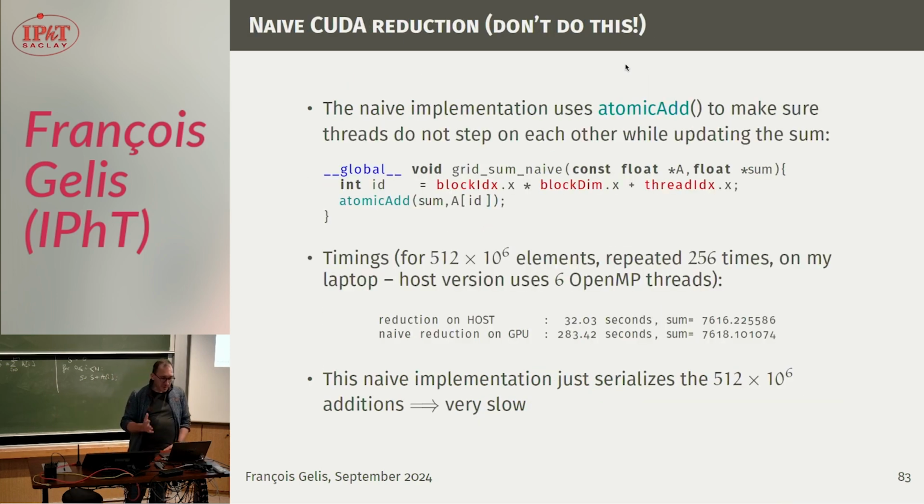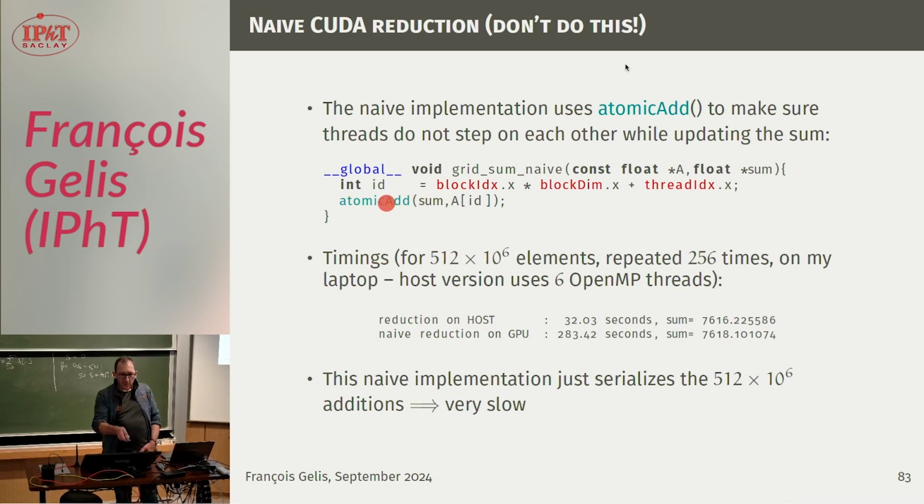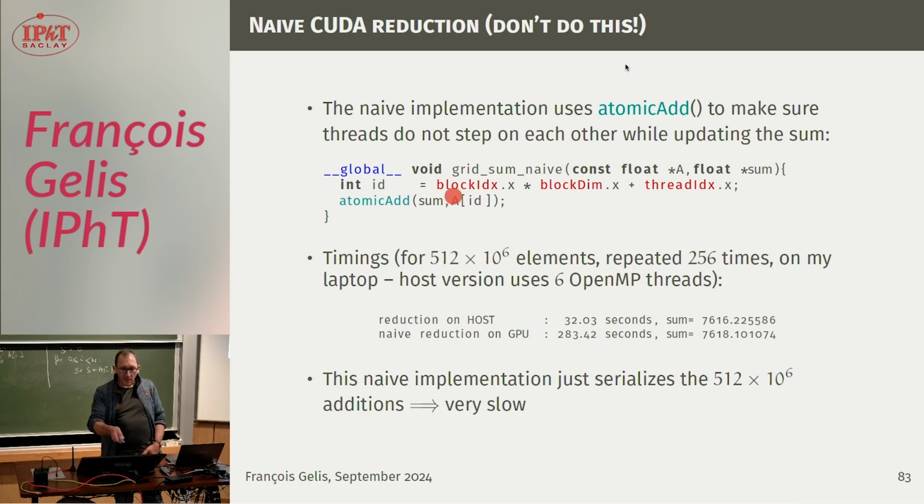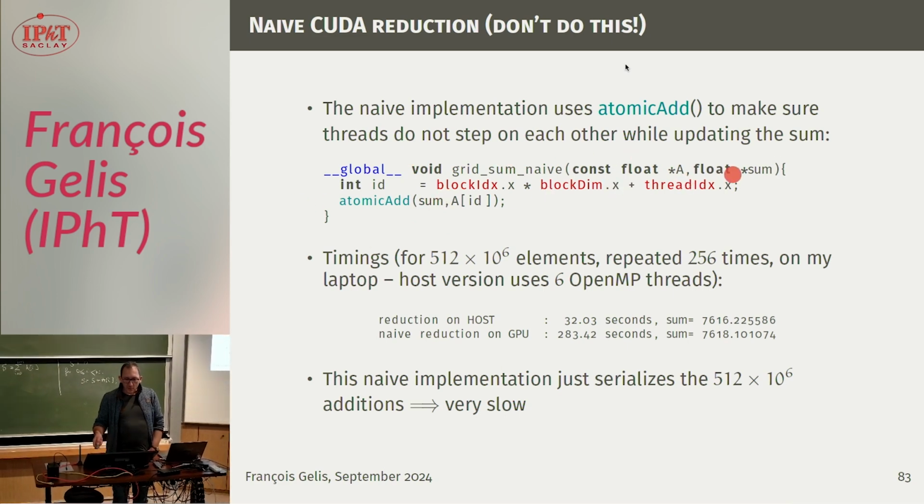This kind of function exists also in CUDA. It's called atomic add here. Atomic add is adding AID to the sum in a way which cannot interfere with other threads. So it's putting the little flags before and after, and only one thread at a time can use this function. So this is a naive way of coding the reduction in CUDA. It's very naive because it's super slow, as you will see with the numbers below.